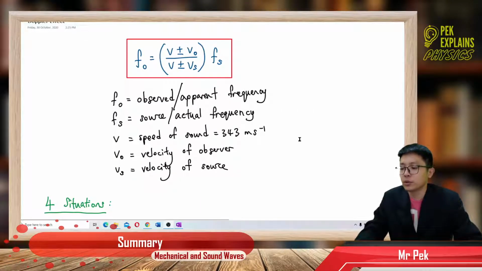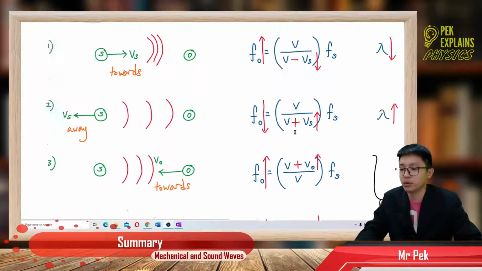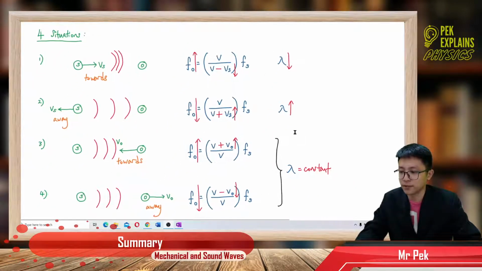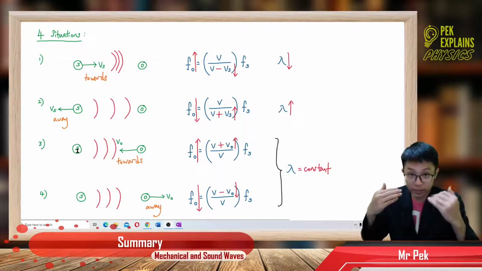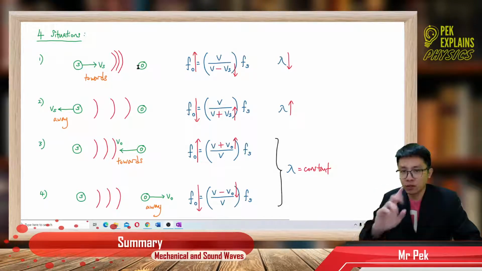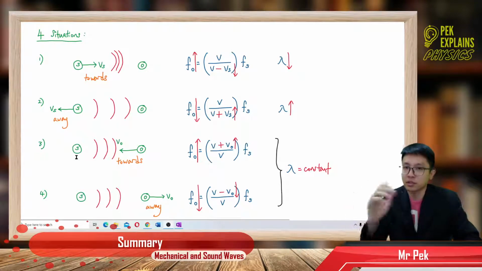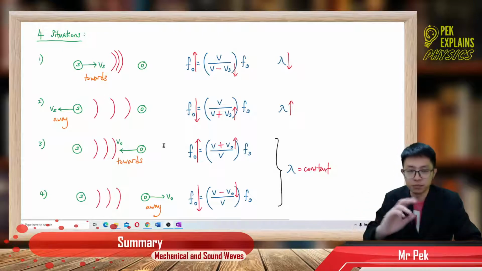So there are actually 4 situations we need to take note of in the Doppler effect. These are the 4 situations. It's between the source and the observer. We only have these 4 conditions, and at all times in our syllabus, one of the parties must be stationary. It's either the observer stationary or the source stationary. So only one is moving, either the source or the observer.